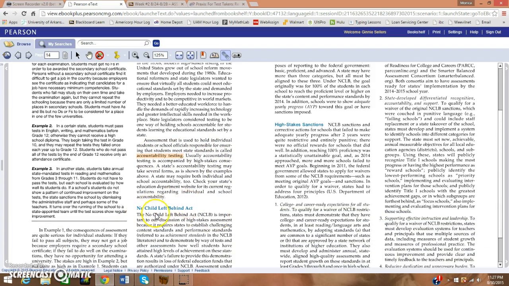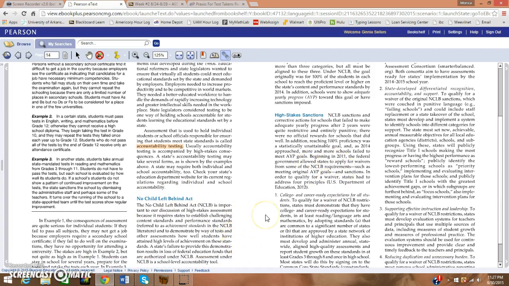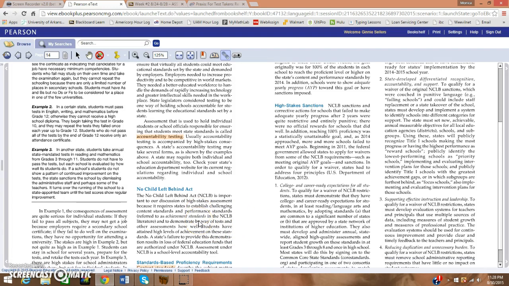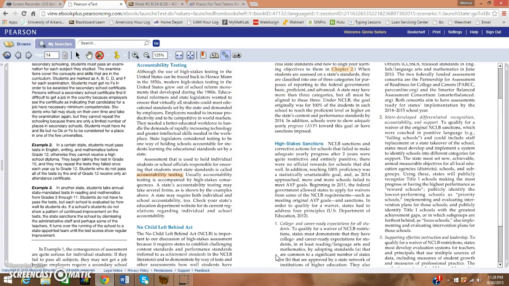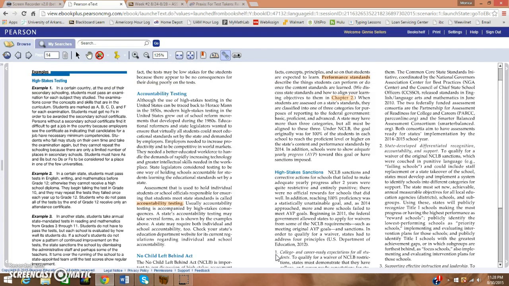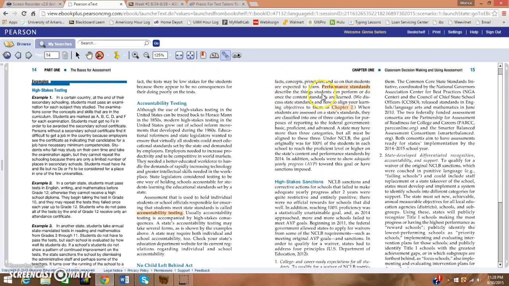And then here is actually a section about No Child Left Behind, and it said the loss of federal education funds if the state cannot provide the demonstration results. So if you could not provide what No Child Left Behind wanted you to, a state's failure to provide results in a loss. So then we talk about the standards-based proficiency requirements, and we talk about content standards, and that's about the subject matter that the students are expected to learn, whereas up here, performance standards are the things students can perform once the content standards are learned.